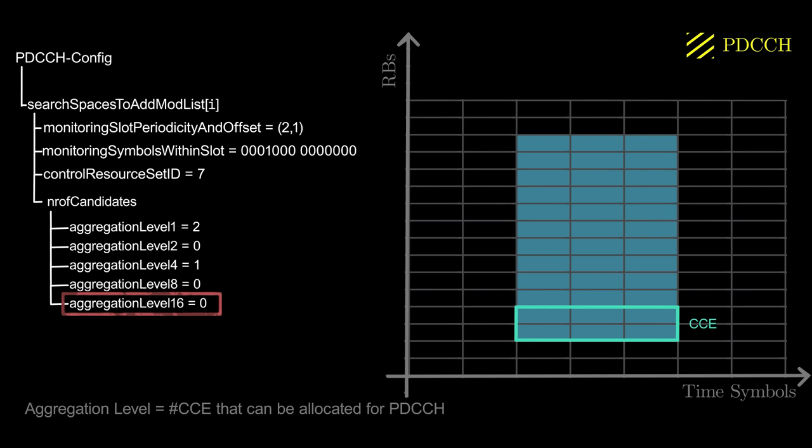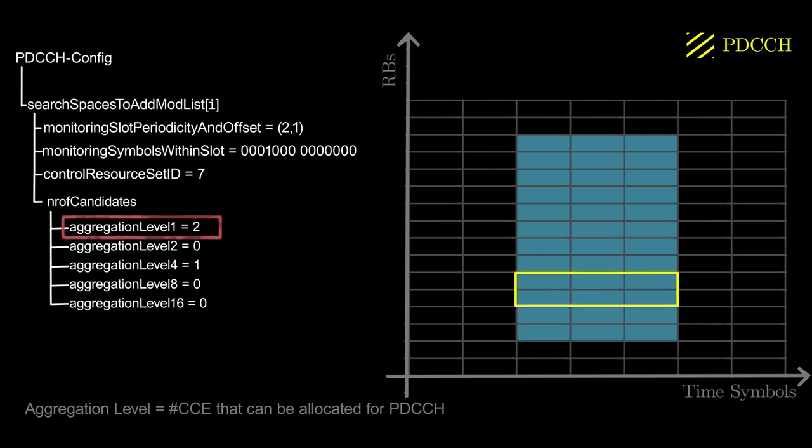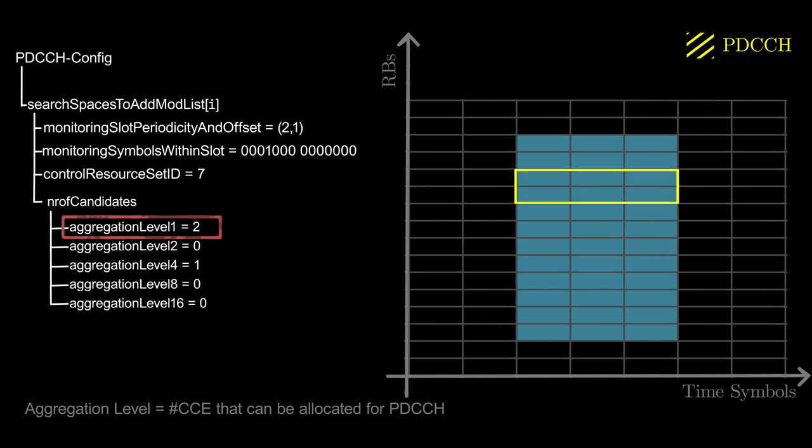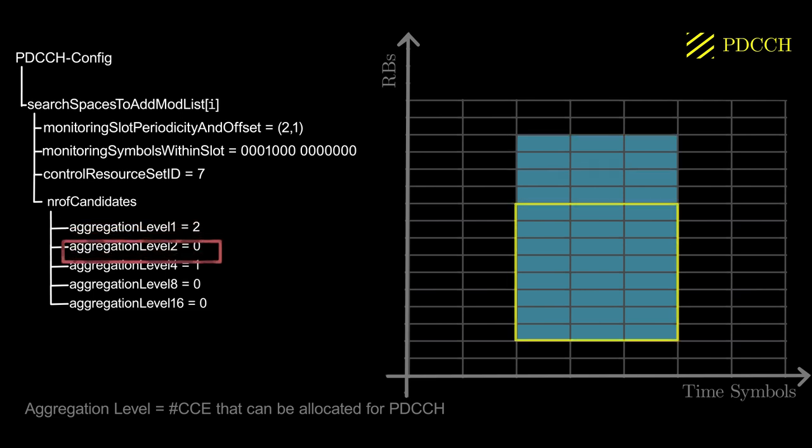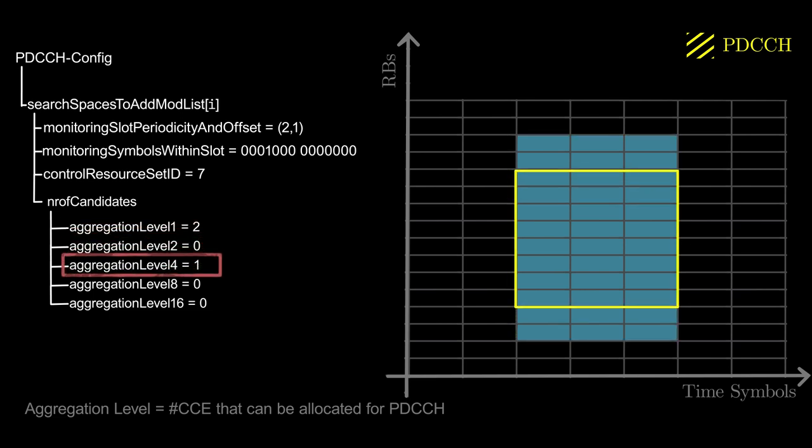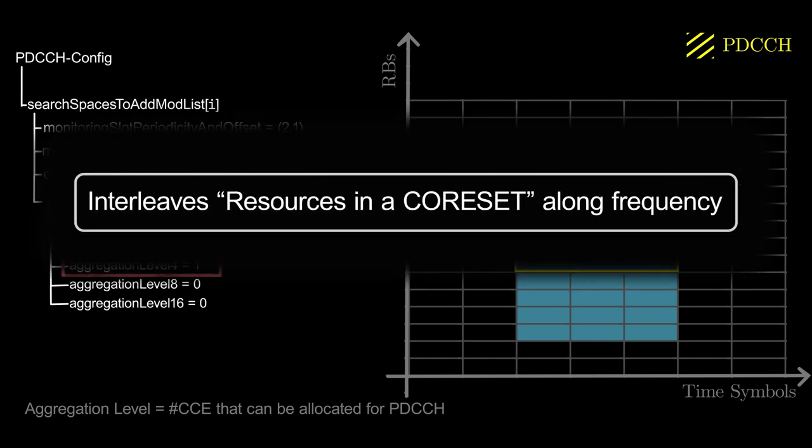UE first searches for PDCCH with 1 CCE in the CORESET. If UE can't find a PDCCH with 1 CCE, then UE searches PDCCH with 4 CCEs. For frequency diversity, base station interleaves resources within a CORESET along frequency, just before transmission.